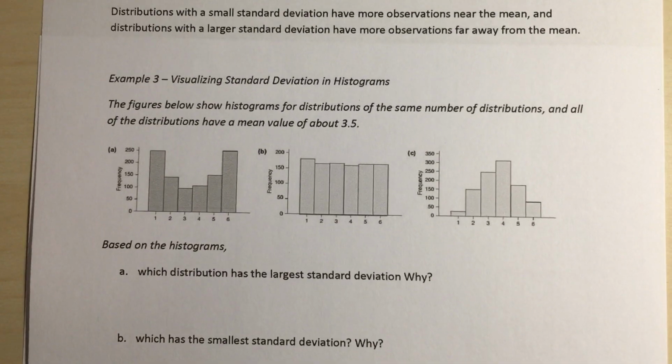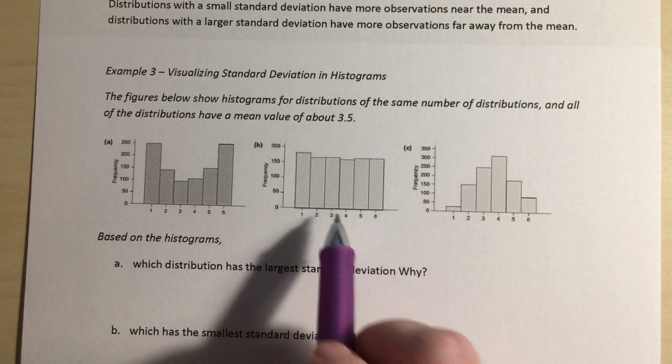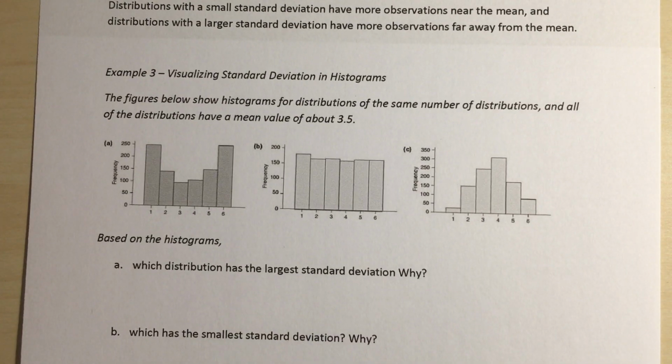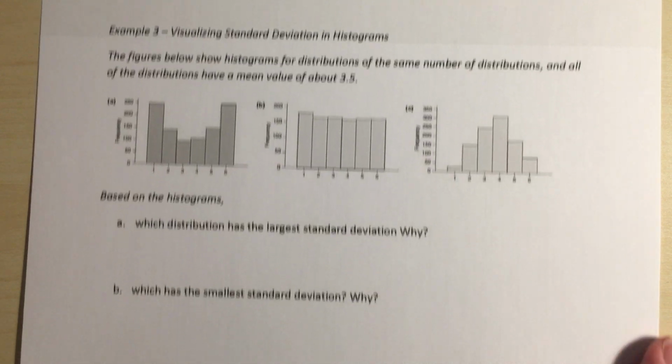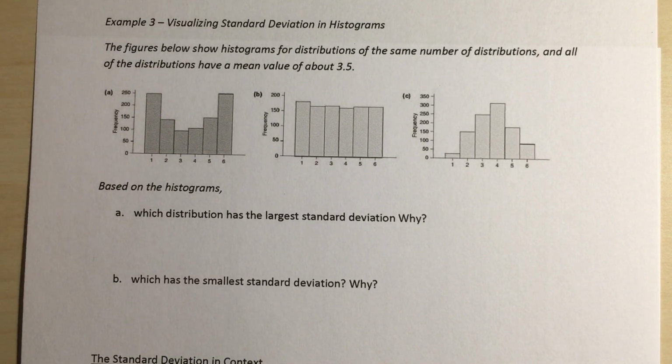Right, so thinking about how we can represent this using pictures. Right, so the figures below show histograms for distributions of the same number of observations, and all of the distributions have a mean value of about 3.5. Right, so if we look at all of these, in the middle we have a value of about 3.5. So the means are all pretty much the same, but our standard deviations are much different. Right, so we're going to answer two questions based on these histograms. Which distribution has the largest standard deviation, and which distribution has the smallest standard deviation?